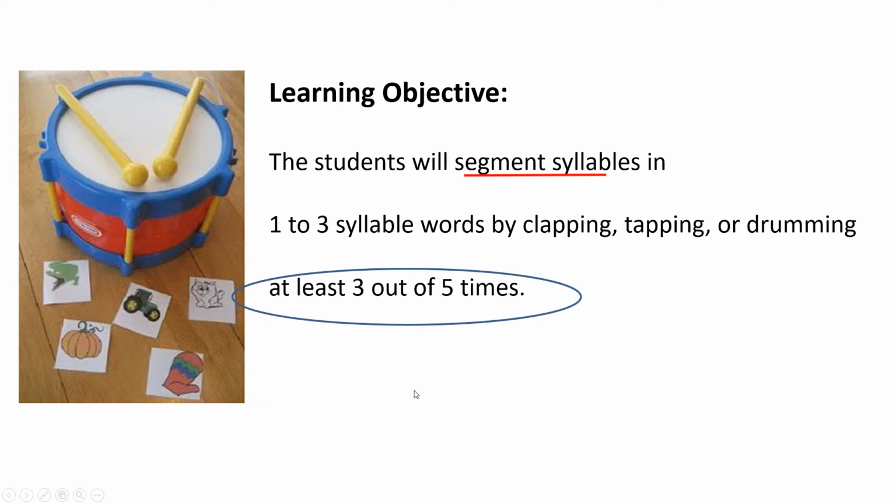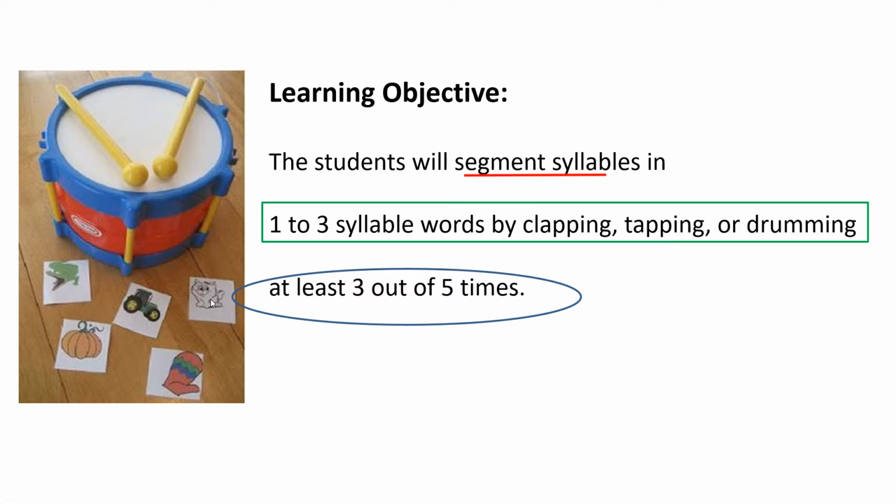So again, your active verb is segment syllables. Your criteria for success is at least 3 out of 5 times. And it's very important to note that 3 out of 5 times is possible given the material that I'm showing you. I'm going to have kids do these 5 picture cards, and so they can get 3 out of 5. And then 1 to 3 syllable words by clapping, tapping, or drumming is the conditions.